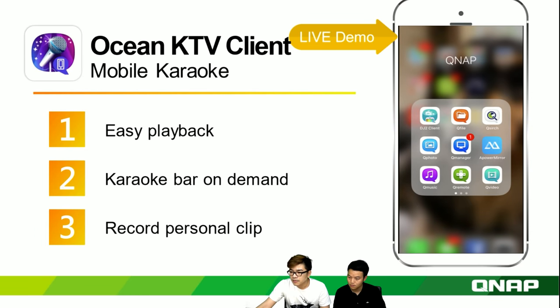Here is the photo tagger, and the next one is our Ocean KTV. Everyone knows that Ocean KTV is a function where you can grab a song from YouTube, or upload one yourself, and use our HD Station, so that when you have a NAS, it can output the stream from your NAS through HDMI or something.